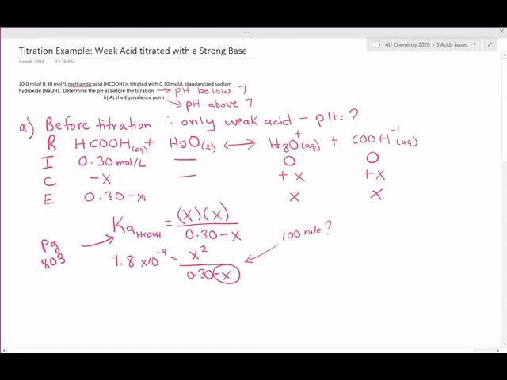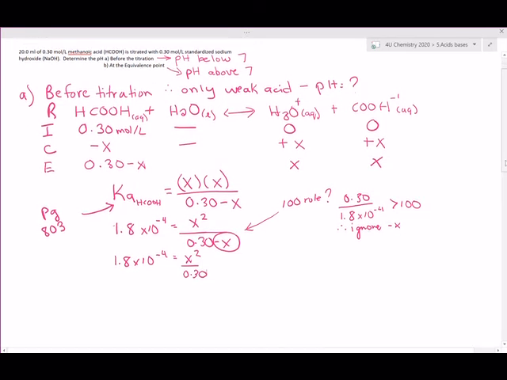So the 100 rule says you take the initial concentration and you divide it by the Ka value. And if it's greater than 100, you can ignore that x, because the change is so tiny it's not going to make any difference. And this is definitely greater than 100. Okay, so we're going to ignore x, the minus x, of course. X squared is still significant. So that gives us 1.8 times 10 to the negative 4 is going to be x squared over 0.3.